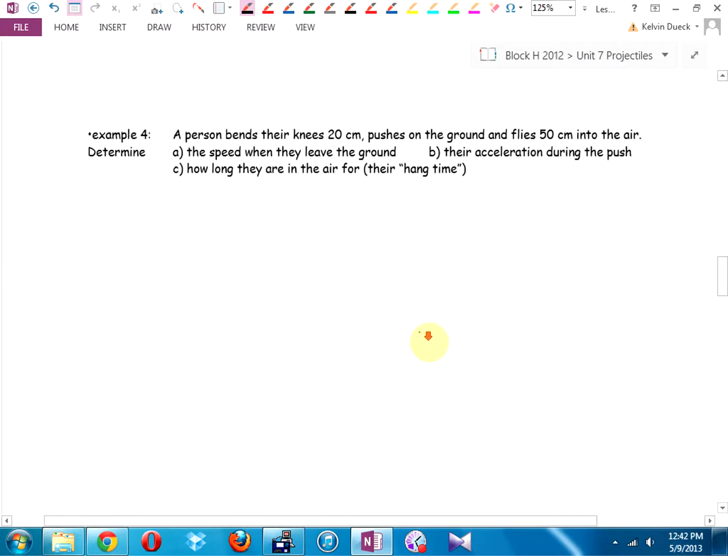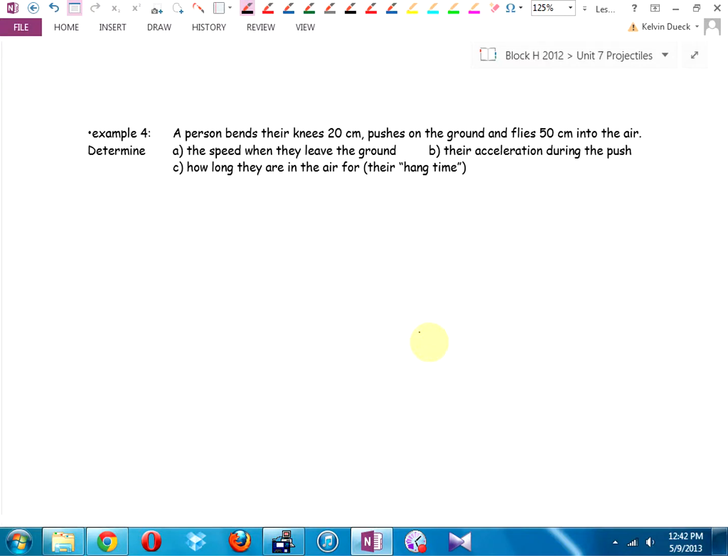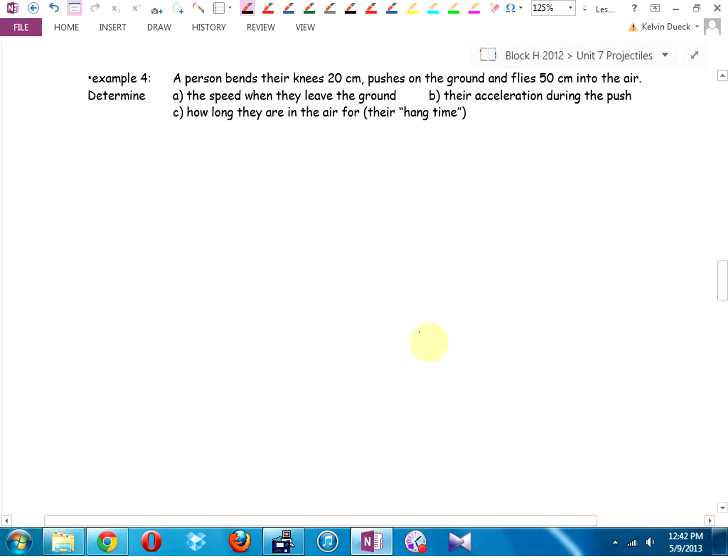Next page, example 4. Enzo, could you stand up and stand right in the middle here? And stand right here facing Matt, so facing that way. Example 4 says this. A person bends their knees 20 centimeters and flies 50 centimeters into the air. Okay. We'll imagine he flew 50 centimeters into the air.